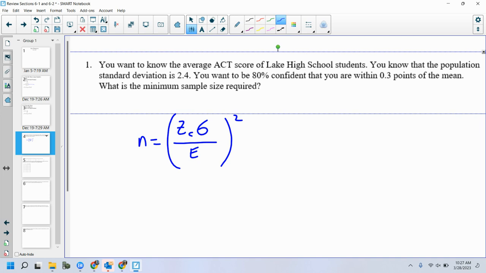Okay, so what is zc in this case? Well, I've got to use the 80% confidence. So I'm going to go here and say 80% confident. Now, you shouldn't need to look within your table. You can logically reason that through, because you have these critical values down here in your table, right? Those critical values are usually going to tell you your z score, your zc. So if I say 80% confident, I'm going to look at 0.8, 1.28 right there. So zc is 1.28.